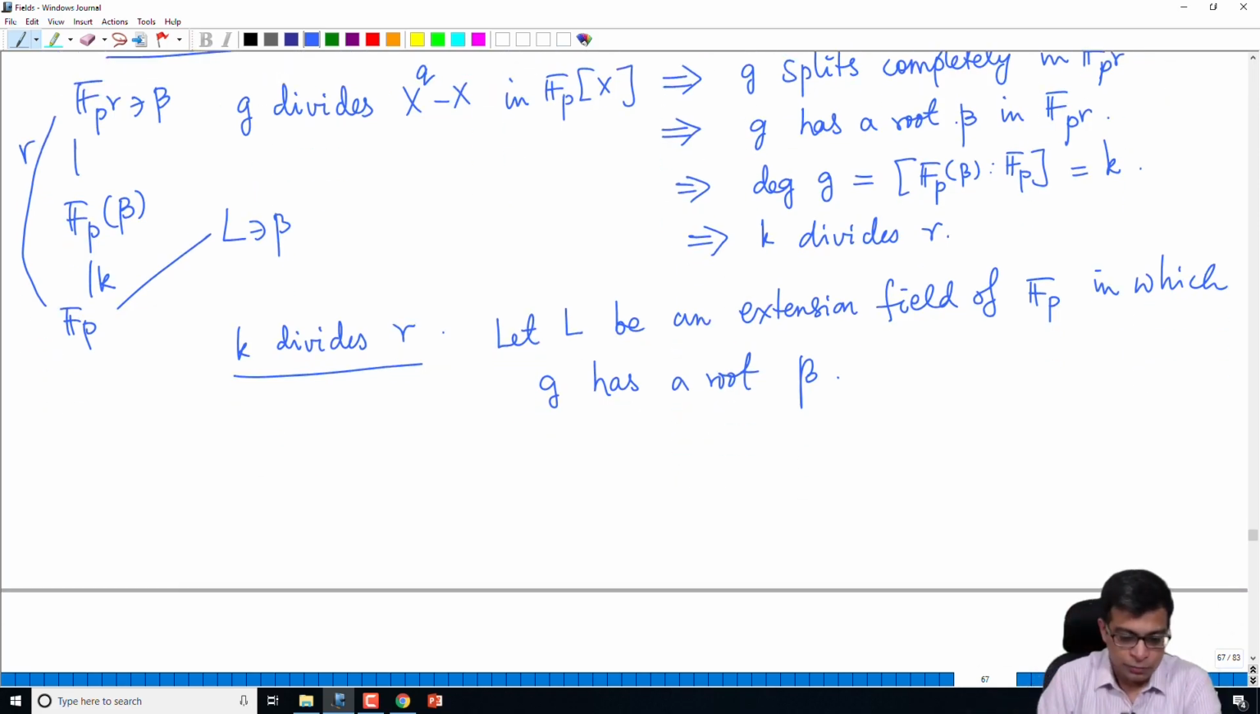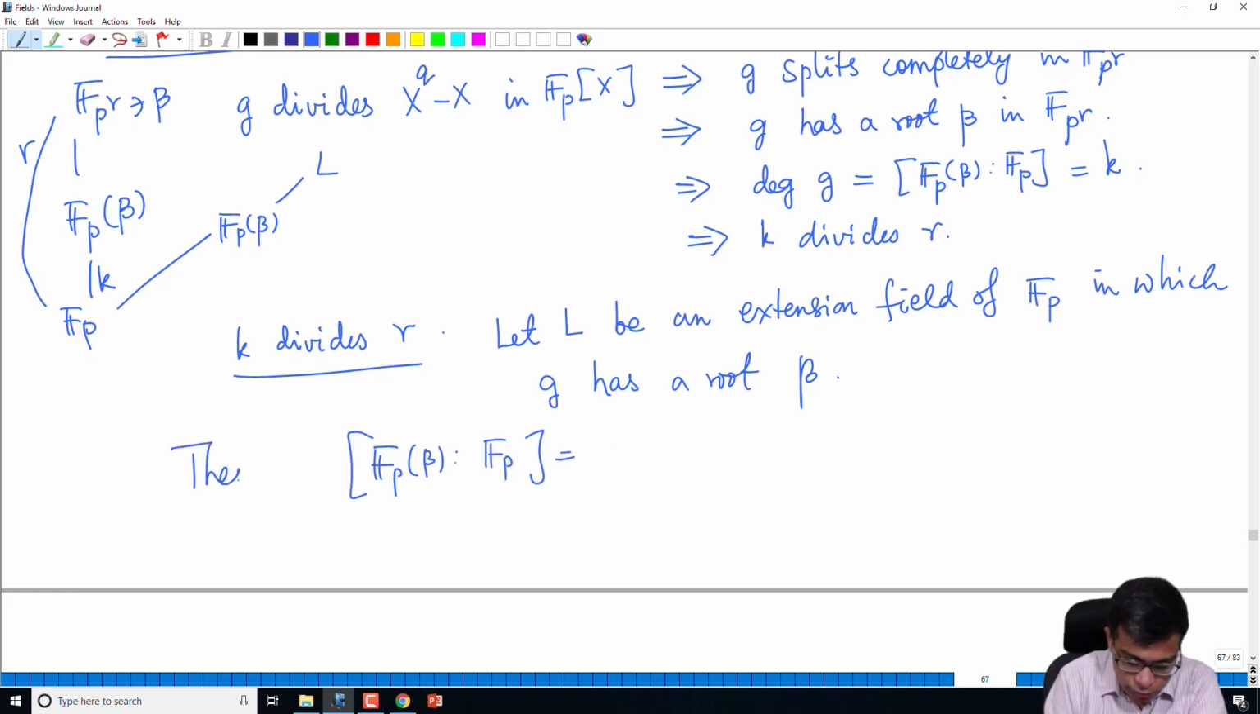So now I can actually take F_p(beta) inside L. So now what is the degree of F_p(beta) by the same reason as before? The degree of F_p(beta) over F_p is equal to the degree of G, which is k. So that means this is k.